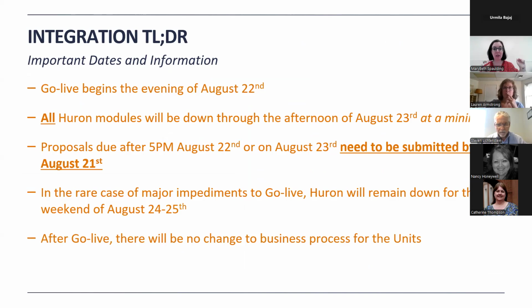One final slide, just full of reminders. Go live the evening of August 22nd. All Huron modules are going to be down that 23rd, Friday the 23rd. Proposals, we really strongly suggest you get them in by the 21st. If something goes really wrong, the system will be down for the weekend. And after go live, really no process change. Hopefully you'll just see benefits of awards being created faster and less errors and data cleanup needed after the fact.